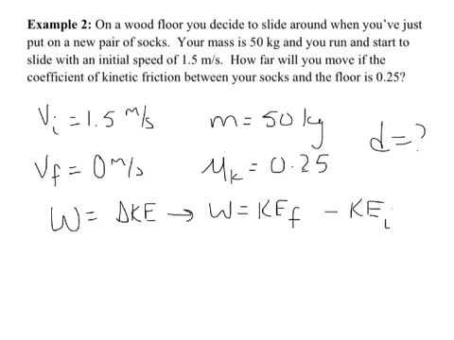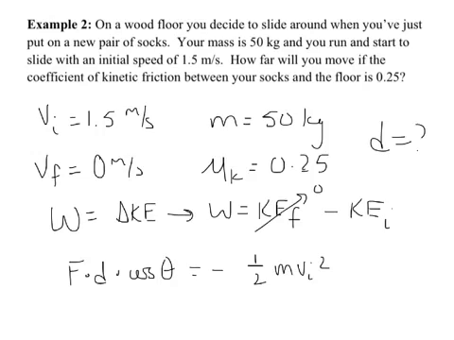But notice that KE final has got to be 0 because there's no velocity at the end. So work turns out to be equal to negative KEi, the initial kinetic energy. Well, the formula for work is F d cosine theta. The formula for kinetic energy is 1/2 m v squared. Remember the negative symbol that we carried down because it was minus KEi.